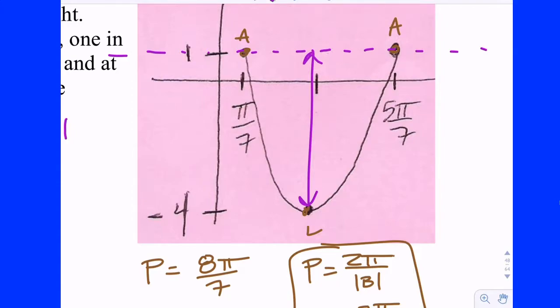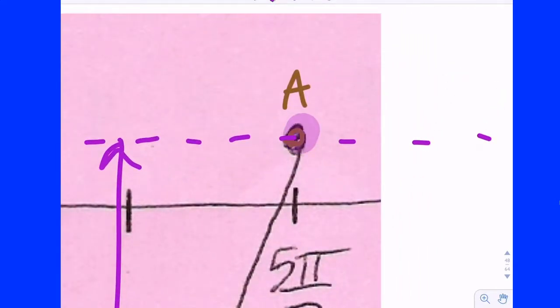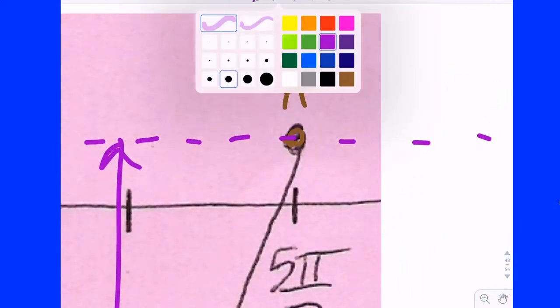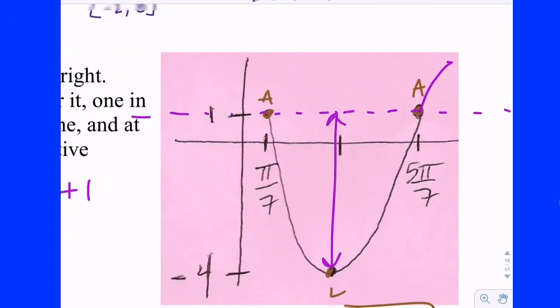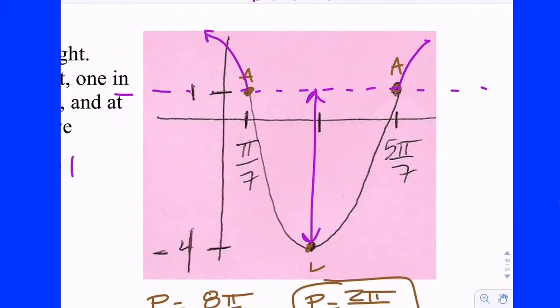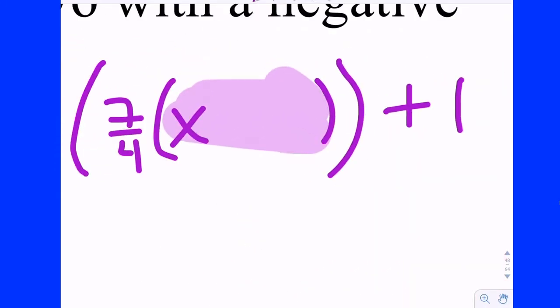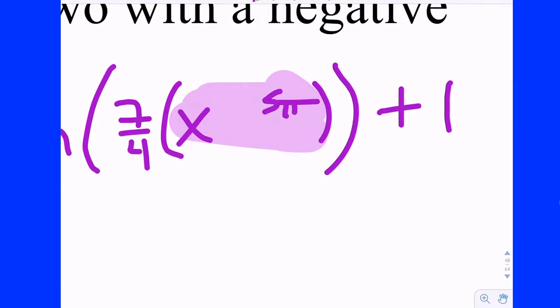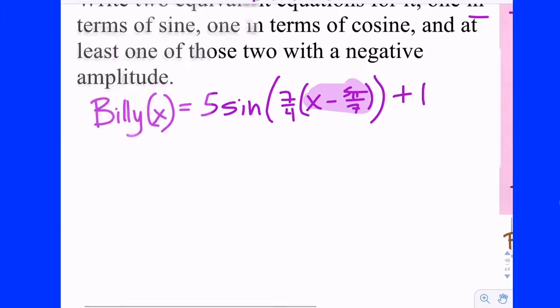Yeah, if you were to extend it out here, this would be going up, and this would be going up, going that way. So if you go over to 5 pi sevenths, you're actually on the axis heading up, aren't you? So if I shift it over from the y-axis to the right to 5 pi sevenths, that should work. Is that going to be a minus or plus 5 pi sevenths here? Minus. Good. There's a positive sign.